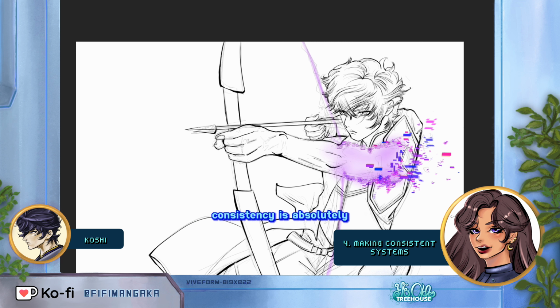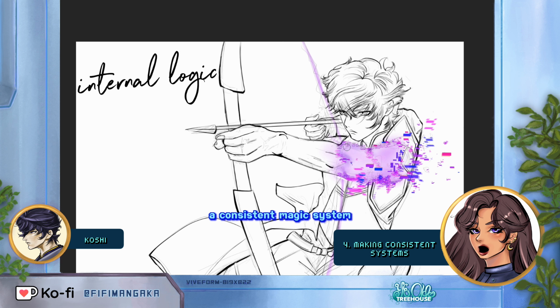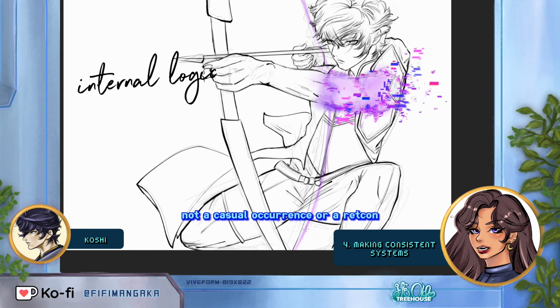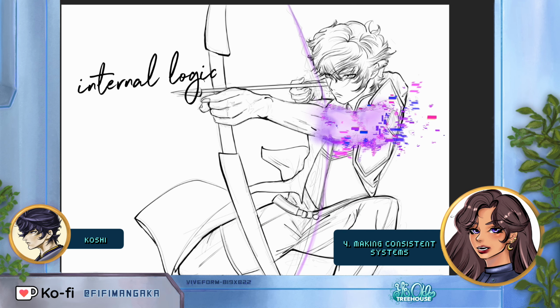Consistency is absolutely the key to maintaining believability within your magical world. It ensures that the rules governing magic remain the same throughout your story. Here's why consistency matters. Internal logic. A consistent magic system adheres to its established rules. If you've established that magic requires specific words or gestures, breaking those rules should be a significant plot point, not a casual occurrence or a retcon.